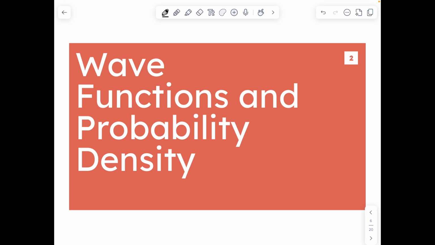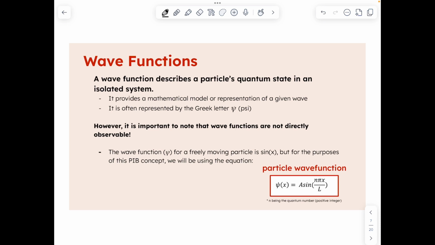Alright, so the next concept that we're going to be covering is something called a wave function, and we're going to be discussing how that's related to figuring out where a particle might be in space. First and foremost, a wave function is essentially something that describes a particle's quantum state in an isolated system. It gives us a model or a representation of a given wave from an equation. It's often represented by the Greek letter psi, so you'll see that symbol used throughout the rest of the lesson today.